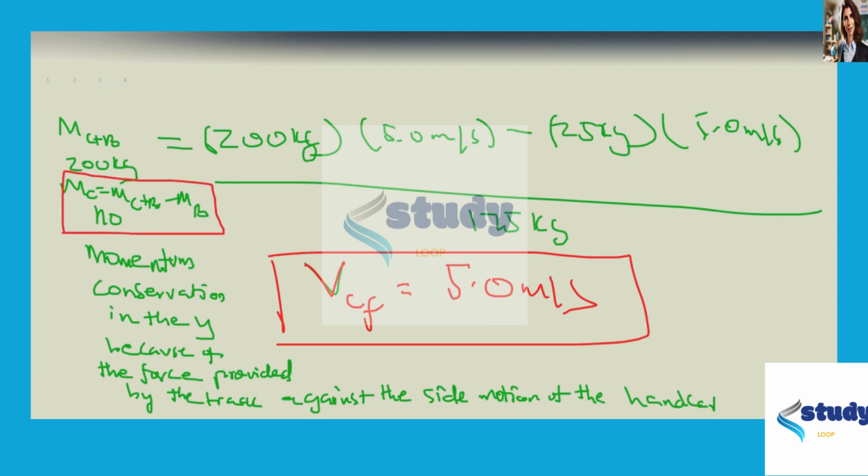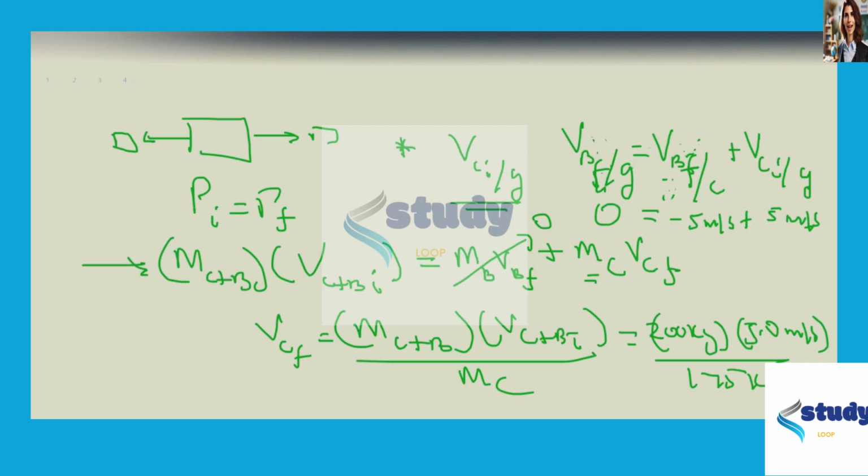So you're taking the 200 kilograms minus the 25 kilograms after the block is thrown out, and that gives you 175 kilograms. So that's the number we're using here. And so the final velocity of the car becomes, once we simplify it, about 5.71 meters per second. That's the final velocity of the car.